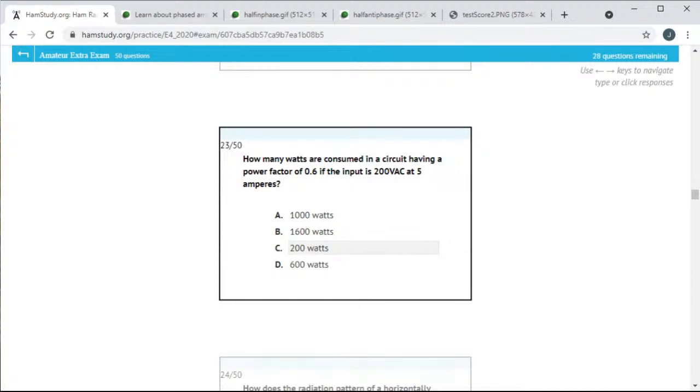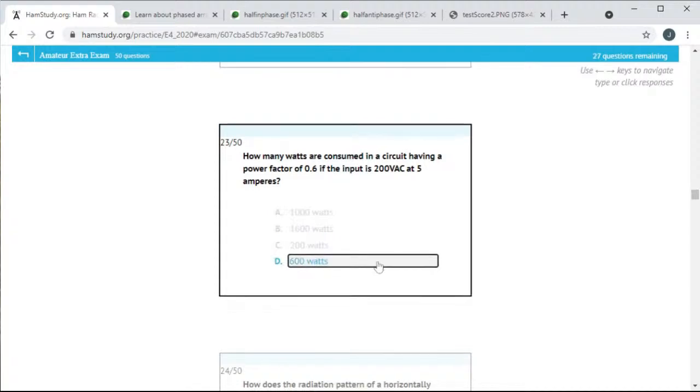How many watts are consumed in a circuit having a power factor of 0.6 and an input of 200 volts at 5 amps? So 200 times 5 is 1,000, times 0.6 is going to be 600 watts.